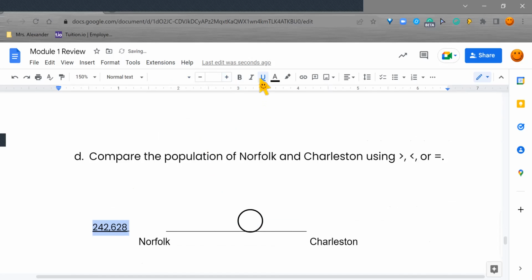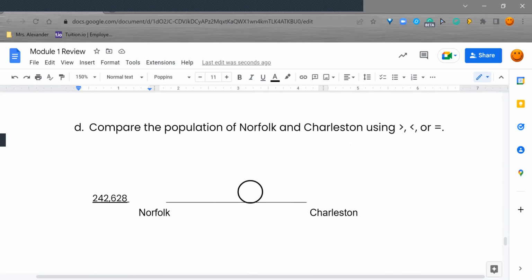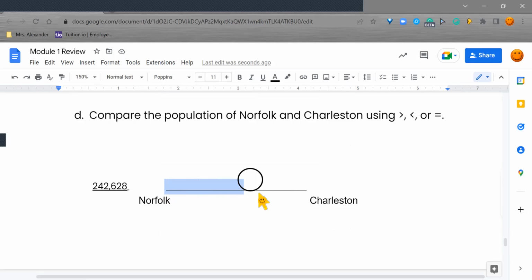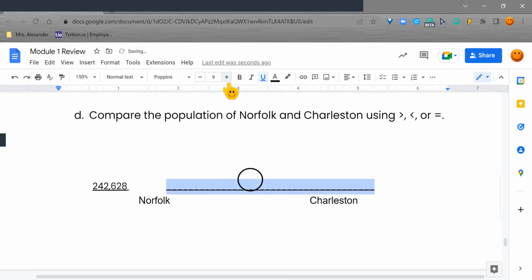And I'm going to underline it, you guys. And then I'm going to do the same thing with Charleston. I know my numbers are messing up, but that's okay. I can fix it. I'm going to go Control C and then see this line. I'm going to go ahead and hit underline. I'm going to make it Poppins and make it 9 and then go Control V. And then I'm going to go right here and underline it again.